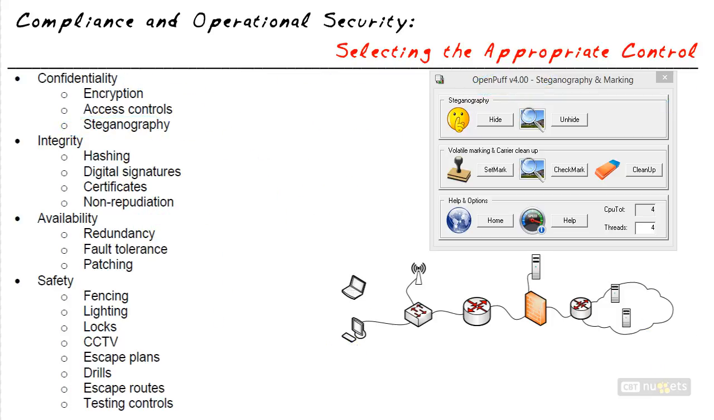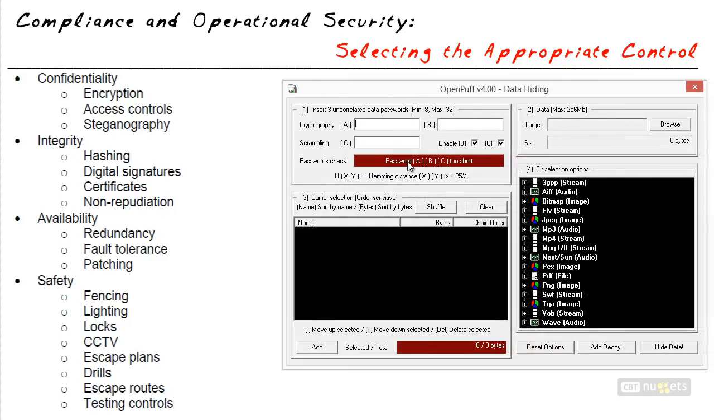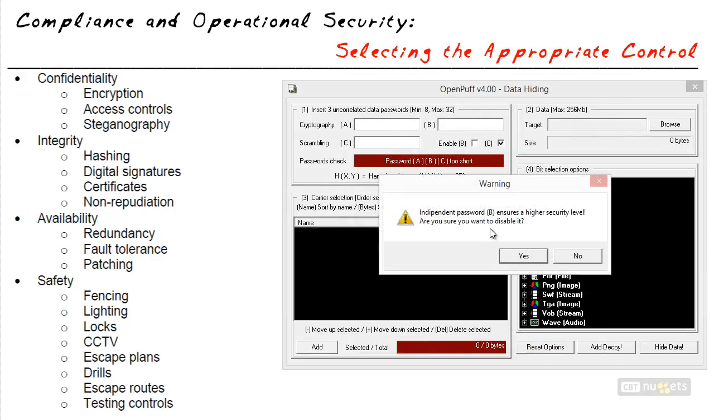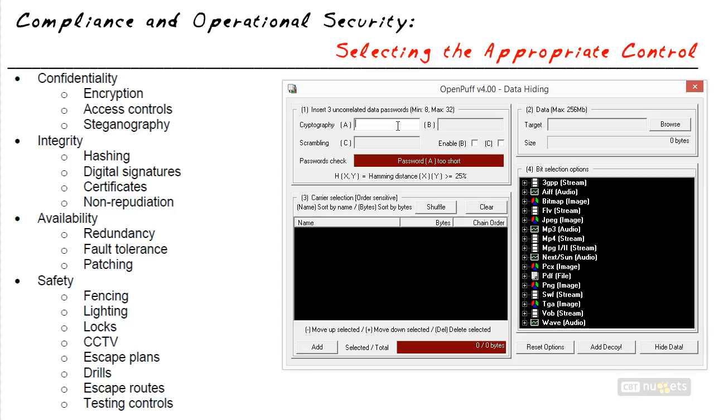Let's take a moment and walk through an example of using OpenPuff for steganography. First, we're going to click on Hide in OpenPuff. The first question it asks us is our passwords that we're going to use. I'm going to go ahead and disable most of the security, and I'm going to use a simple password to encrypt the data. Now, this password that I'm going to use right here, I also need to use when I decrypt the data.